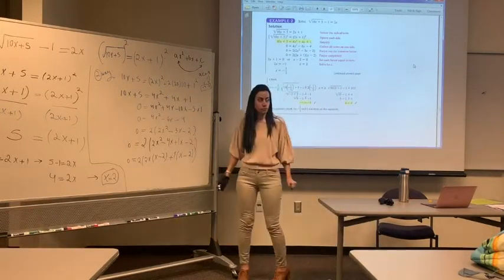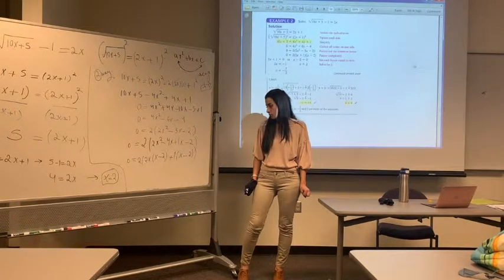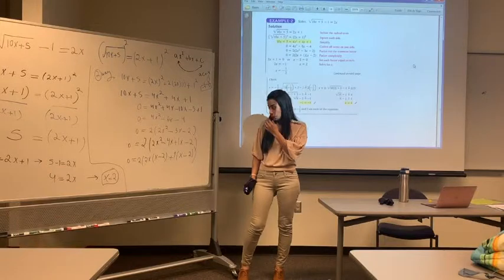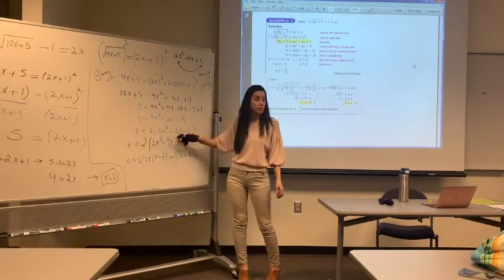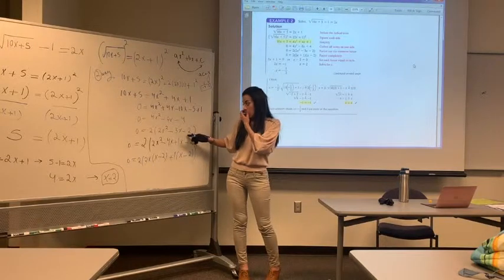Can we just leave 2x squared minus 3x minus 2 like that, or do we have to? At this point, how do we know to factor completely?